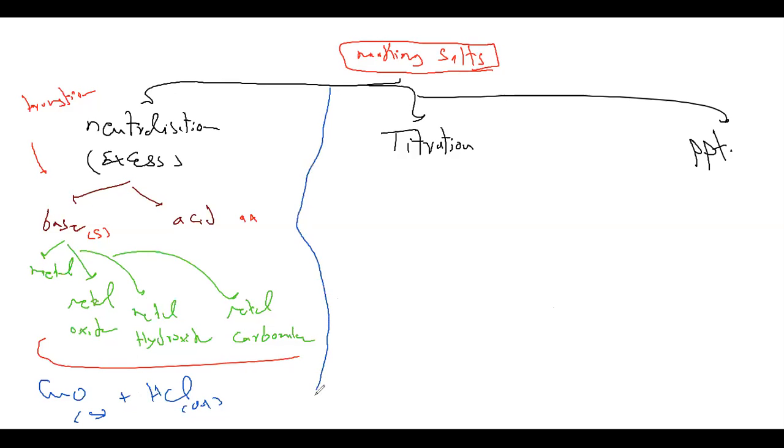For the second one, titration is formed between alkali, not base, so it is aqueous, and acid, aqueous. This alkali is in group 1 or group 2.